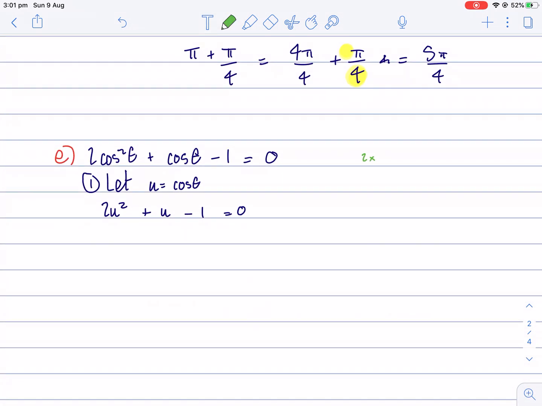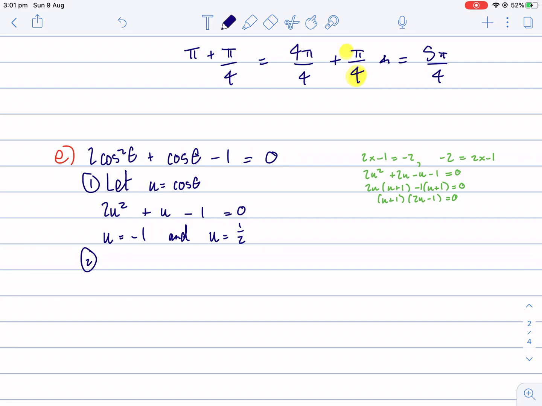So 2 times minus 1 equals minus 2. Minus 2 equals, well, 2 times minus 1. So I could rewrite this as 2u squared plus 2u take 1 equals 0. So I've got 2u outside of u plus 1, take u plus 1. So I've got u plus 1, 2u take 1 equals 0. So I've got u equals negative 1 and u equals positive 1/2.